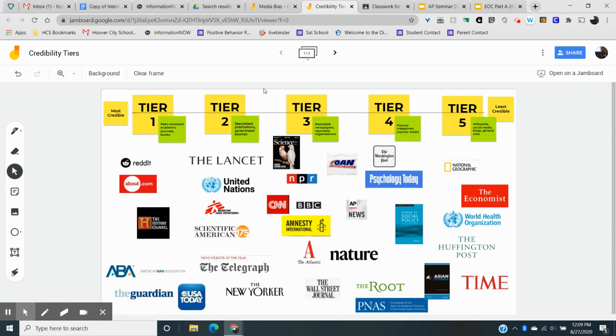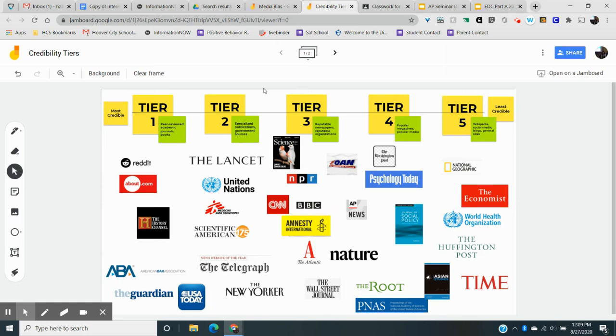Then we have tier one, and that's going to be your most credible information. So here we're talking about peer reviewed academic journals. So not just newspapers, not just places where they've done fact checking or they provide credible information, but these sources have been written by experts. They've gone through a process of being sent to this publication.